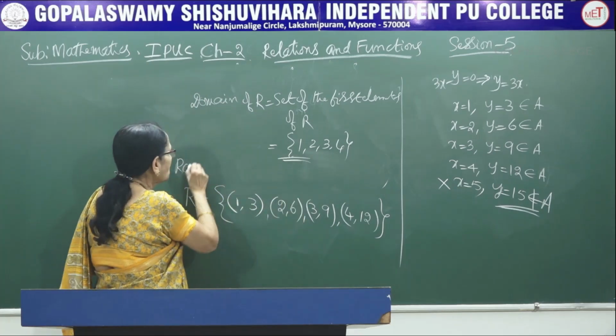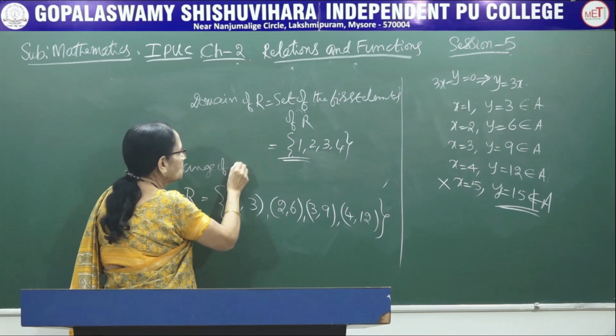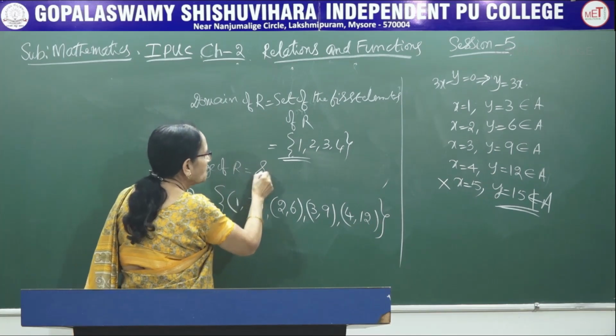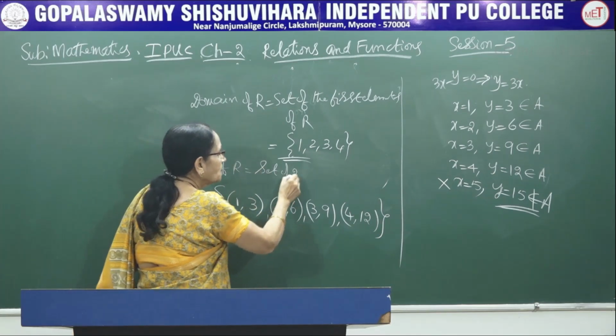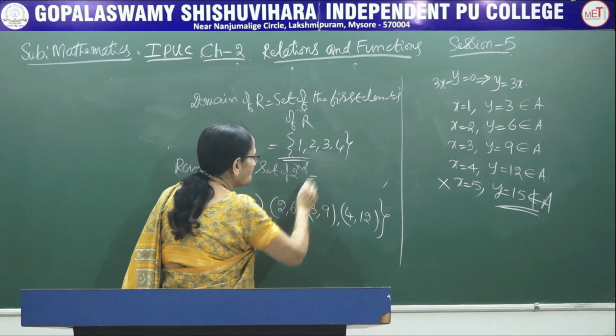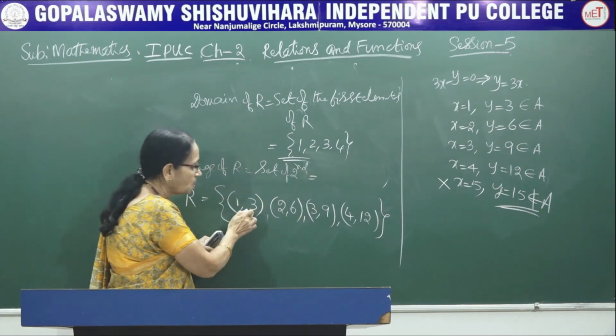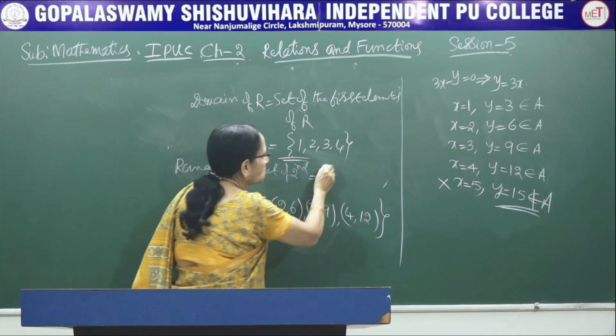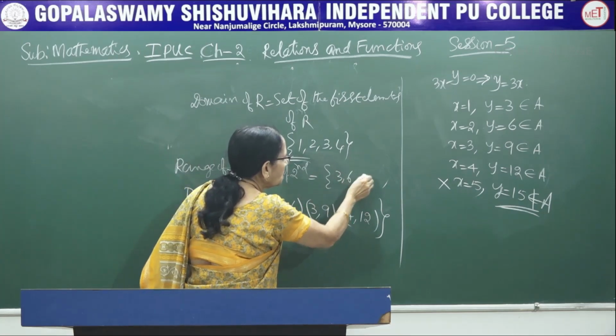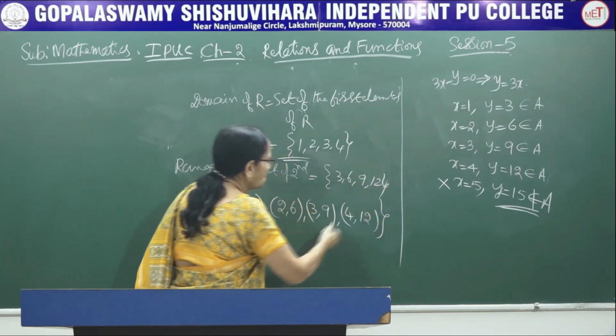Next is the range of R. What is the range of R? It is the set of the second elements here, isn't it? Set of the second elements means 3, 6, 9 and 12. Write that. 3, 6, 9 and 12.